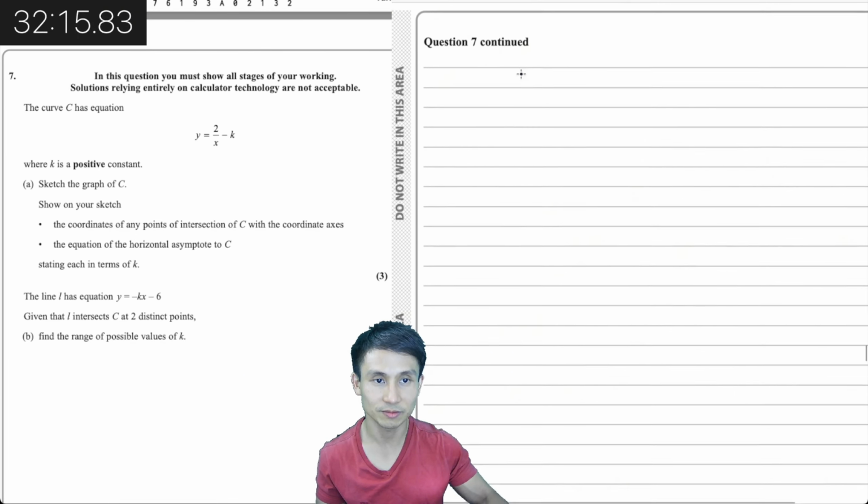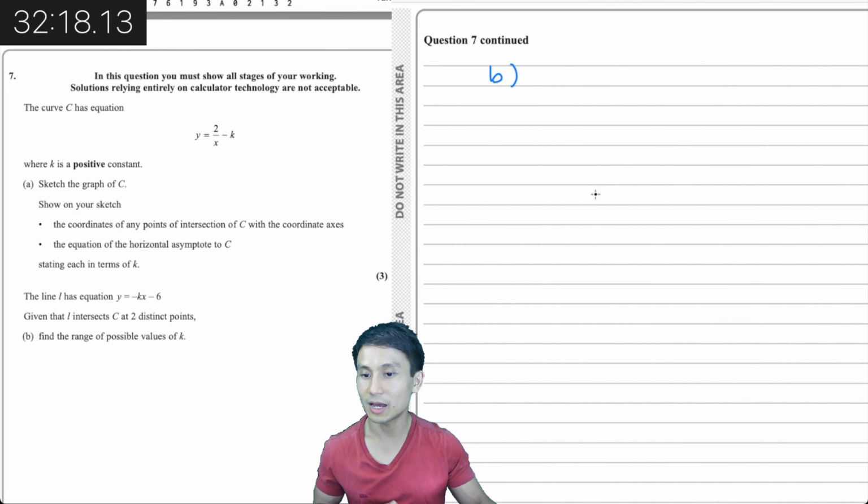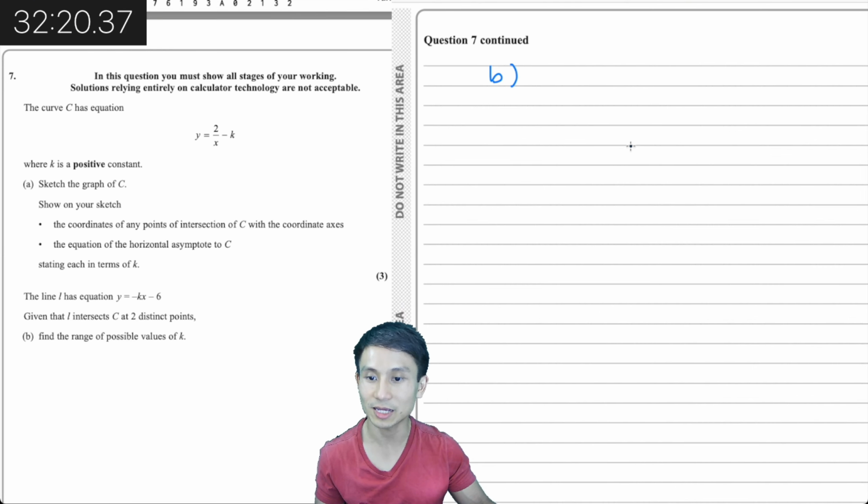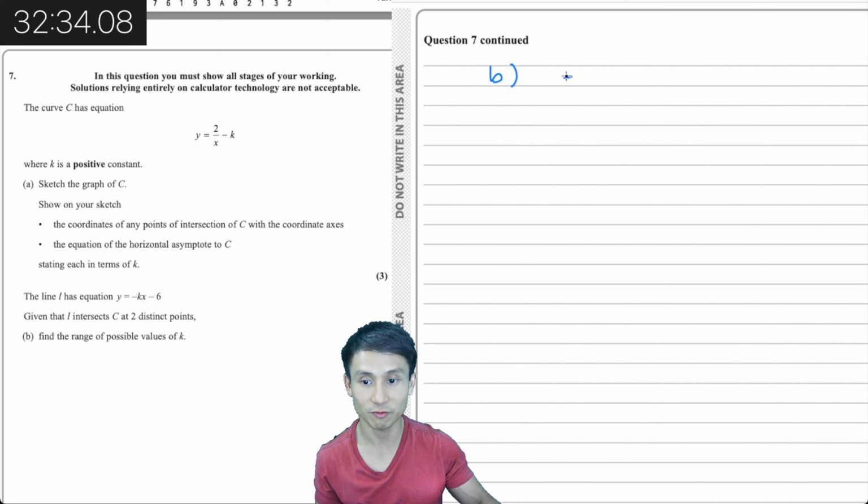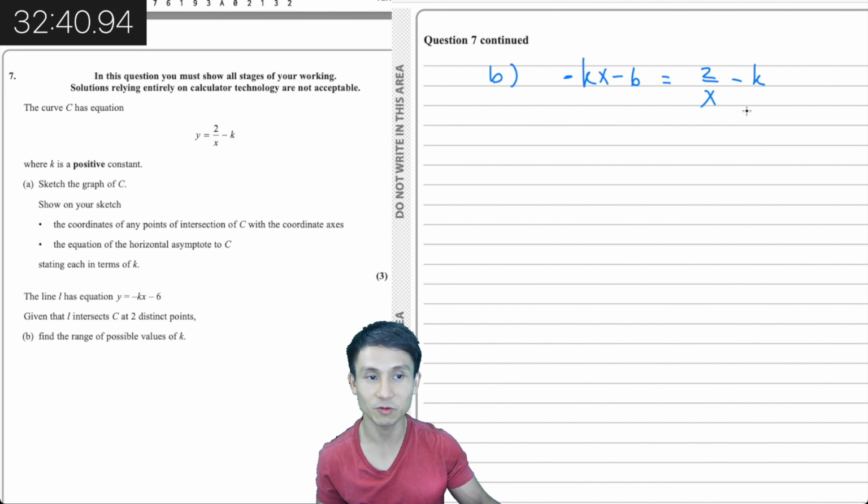Now part b, down here maybe. The line L has equation y equals minus kx minus 6. Given that L intersects C at 2 distinct points, right, so this is about the discriminant. So we're going to equate them. We have minus kx, which is the y of the line, equals 2 over x minus k, which is the y of the curve. We equate them, we solve. And since there are 2 distinct points, the discriminant will be greater than 0.